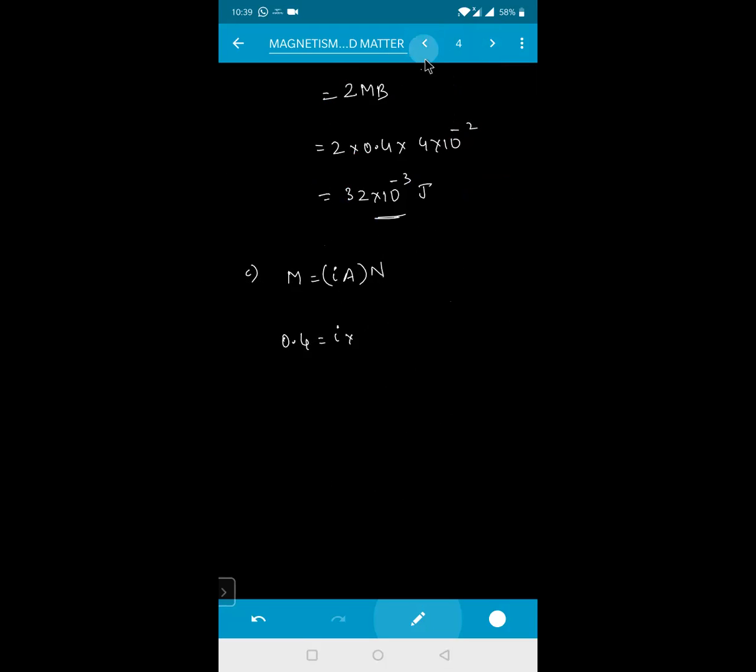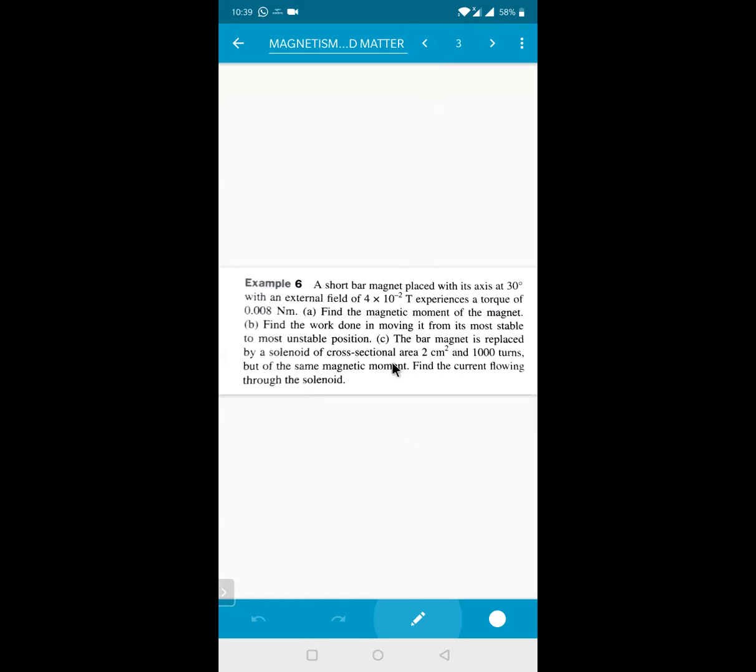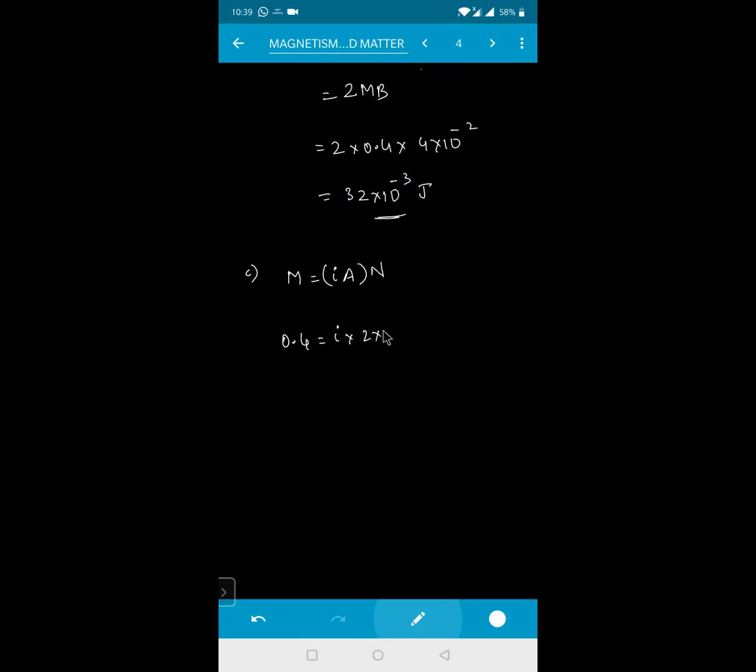Area is given to me as 2 centimeters square. That means it will be equal to (2 into 10 to the power of minus 2) whole squared. That means it will become 10 to the power of minus 4, multiplied by the number of turns. The turns are given to me as 1000.